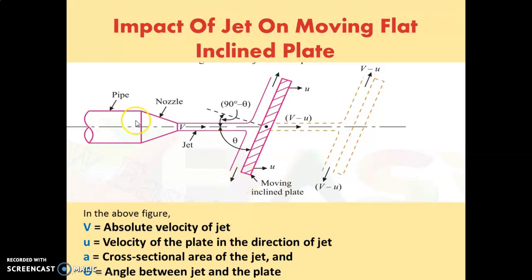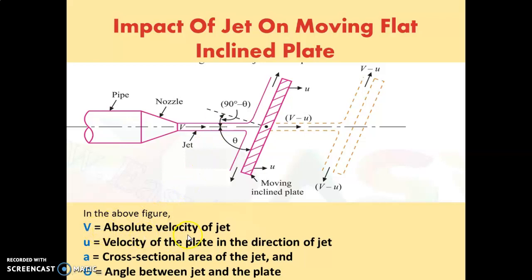Okay, this is a pipe at which end a nozzle is attached. From the nozzle, the water comes out with a very high velocity in the form of a jet, and it strikes an inclined plate which is moving. It is not stationary, it is moving, and the plate is not vertical, it is inclined at some angle with respect to the direction of jet.